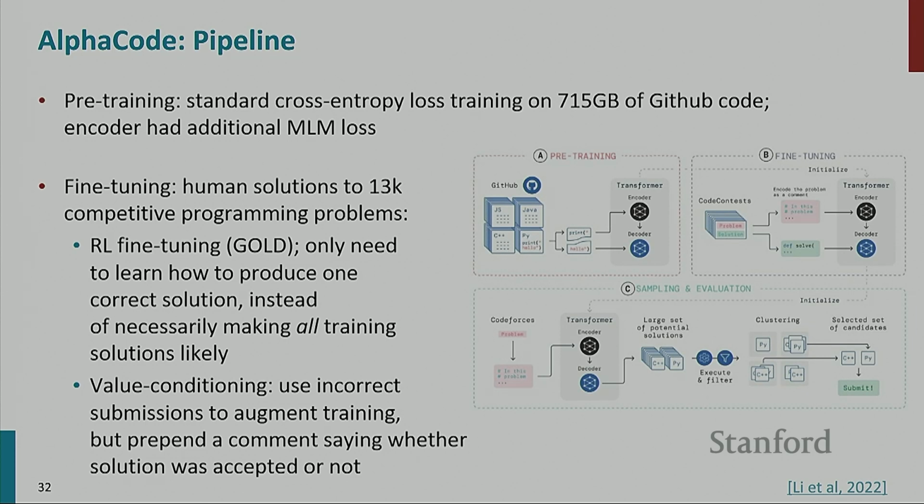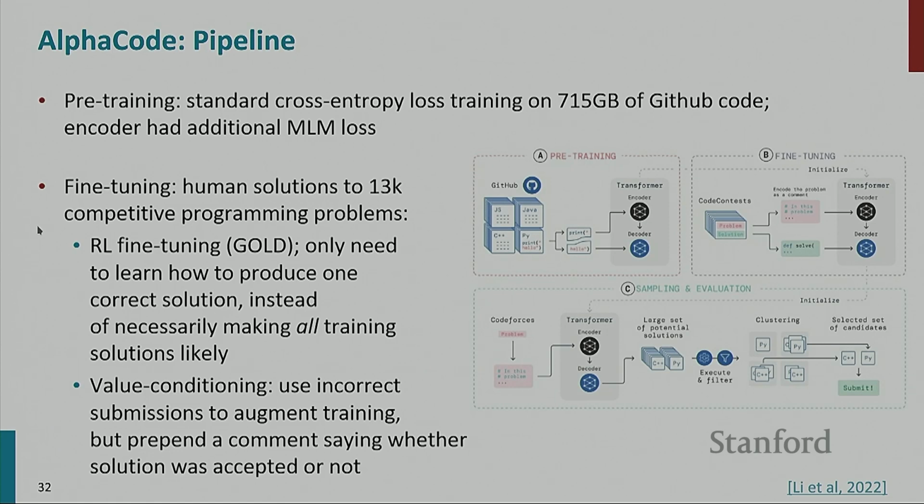They used one variant of reinforcement learning fine-tuning called GOLD, not RLHF, but a kind of similar idea, just in the spirit that you don't want to penalize the model for not being able to produce all valid solutions, you just want it to be able to output some solution. So if sampling from the model is giving you some solution, then it should be getting the reward.